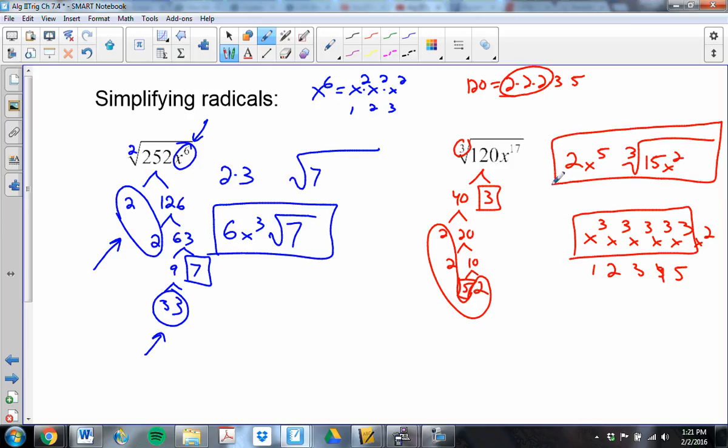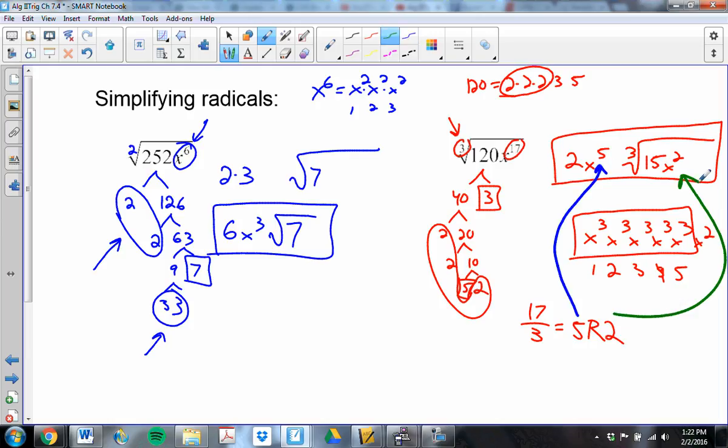Now this process seems really weird. It's actually quite simple though. I can just take this power and divide it by this number and think about remainders. 17 divided by 3 is 5 remainder 2. Don't do a decimal, it's 5 remainder 2. So there's my 5, and there's my remainder 2.